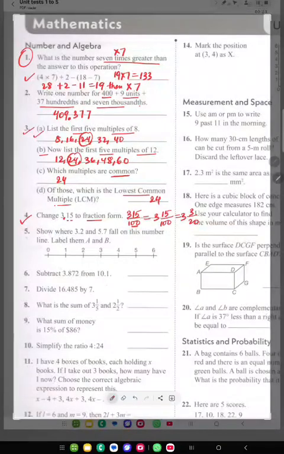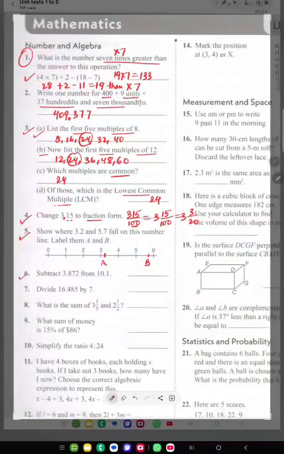All good. Then question 5, show where 3.2 and 5.7 fall. So 3.2 should be close to 3, a little more than 3, so you can mark it here roughly. If I just do 10 divisions of the number, 5.7 should be close to 6, so this must be B.